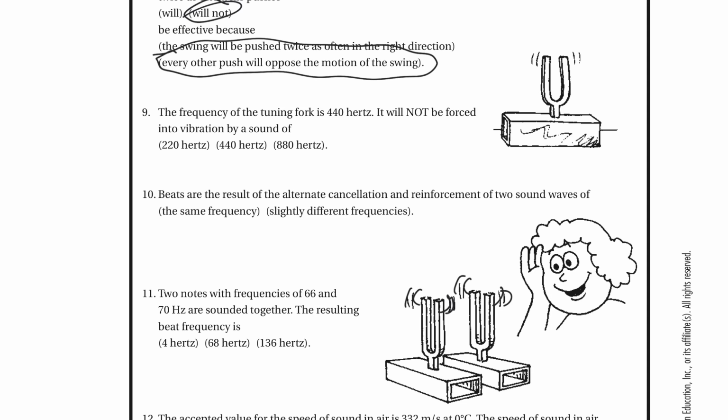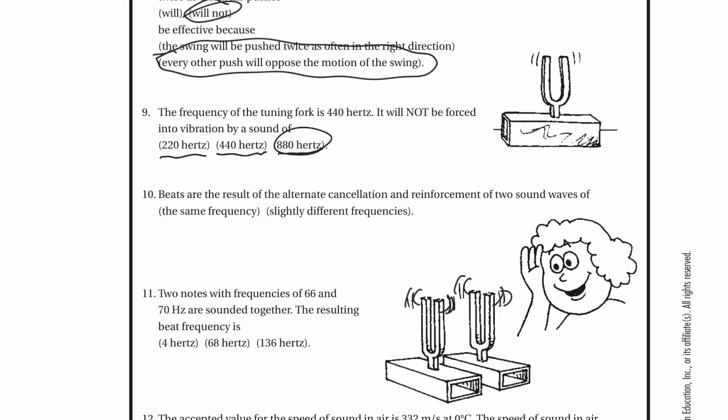So if I were to push at 440, it would make the other one ring. If I pushed twice as infrequently, like half as much, every other time it rings, I push a little bit. Well, I'm still helping. But if I push twice as frequently, then it's like pushing the girl on the swing. I help her the first time, and then the second time I hurt her, and those two things cancel each other out. So an 880 would not force another one into a sympathetic vibration because I'm actually canceling it out. I hope that makes sense.